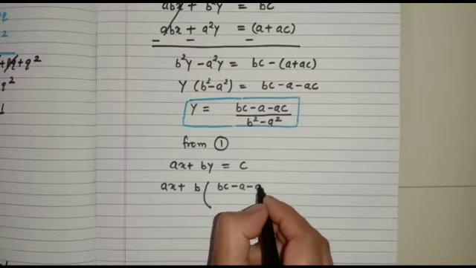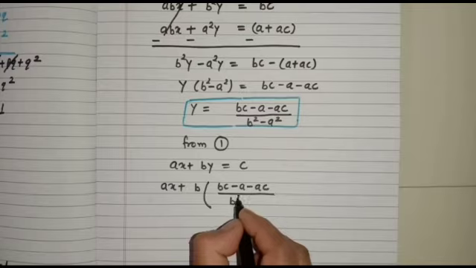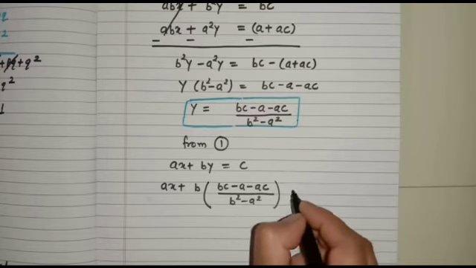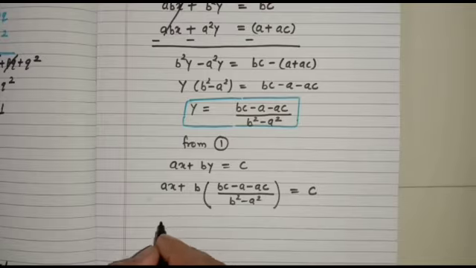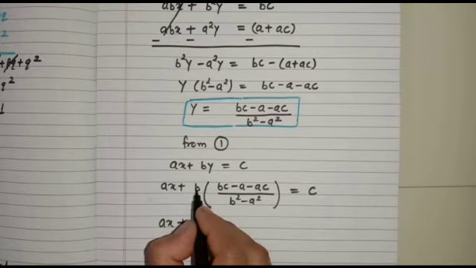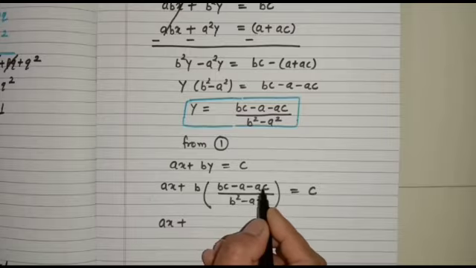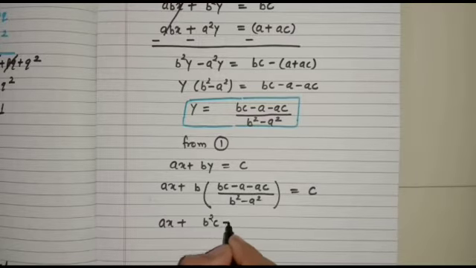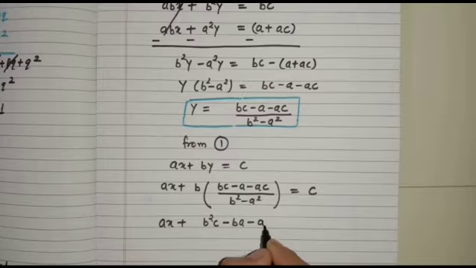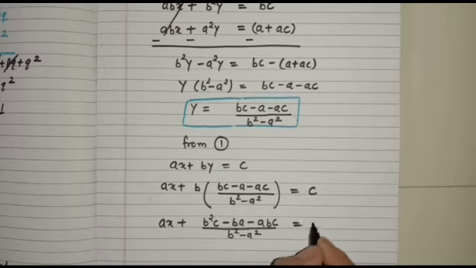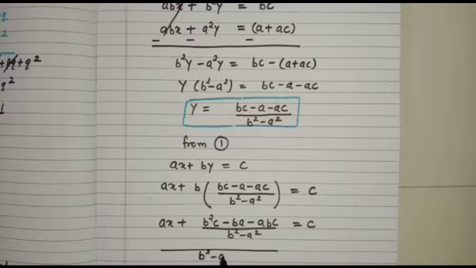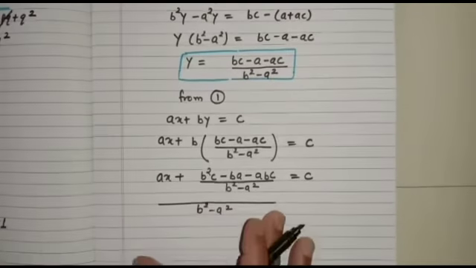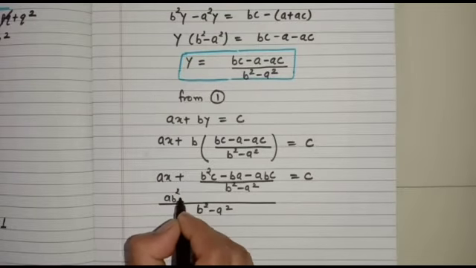bc minus a minus ac upon b square minus a square equals c. Ax as it is. Now we will multiply this b with all these three terms. We will get b square c minus ba minus abc upon b square minus a square equals c. LCM b square minus a square. This ax will multiply with these terms and we will get ab square.